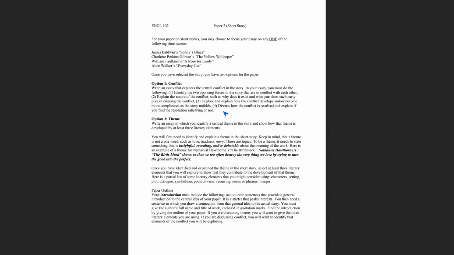Like for instance, in The Yellow Wallpaper, we know that that conflict between the husband and the wife gets worse. Why does it get worse? What happens to make it worse? And then the last thing that you'll want to do if you do the conflict is, how is the conflict resolved? Now, all the conflicts in all 4 of these stories are resolved, but even though they may be resolved, you may not be satisfied with that resolution. So the last part is for you to explain whether you're satisfied with the resolution or not.